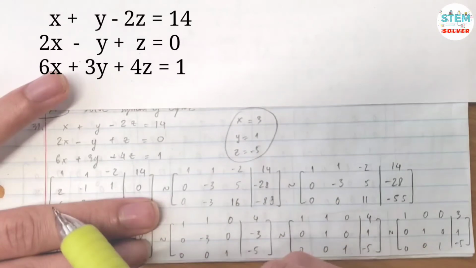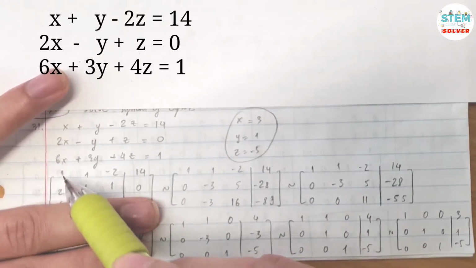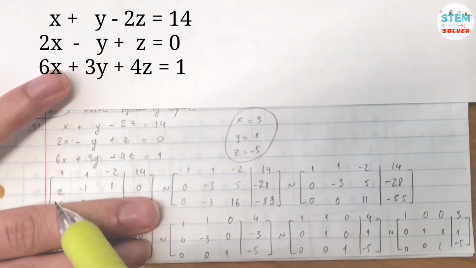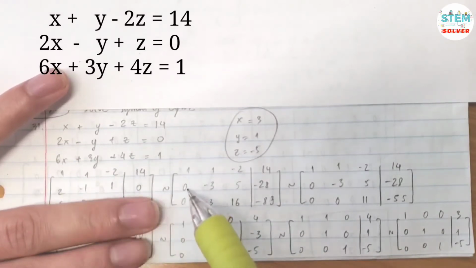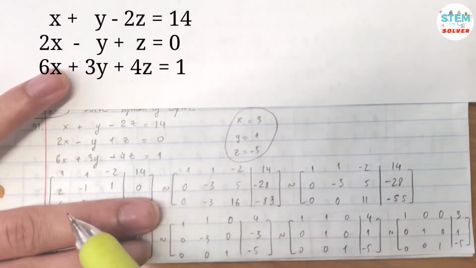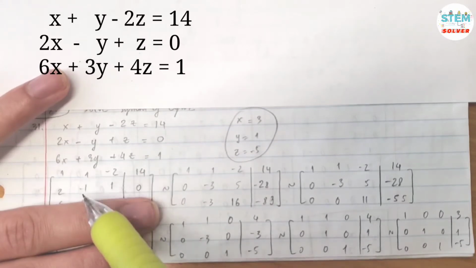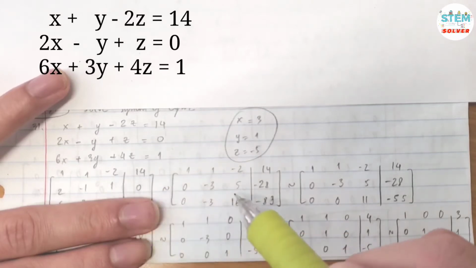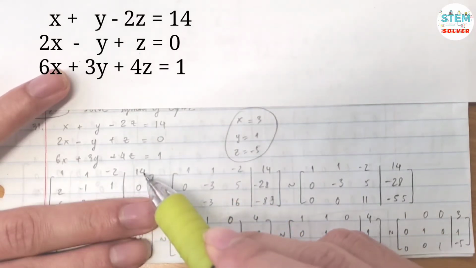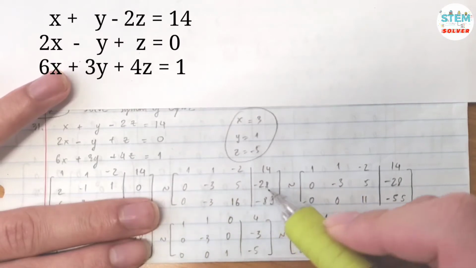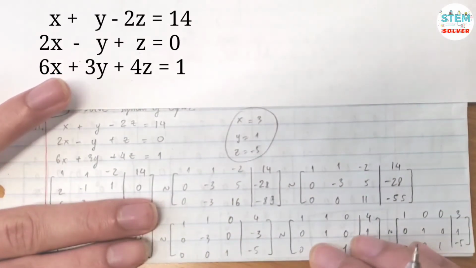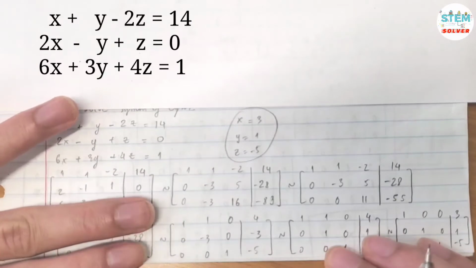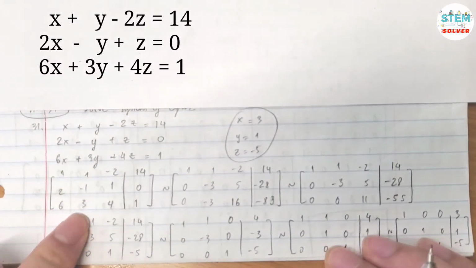For the second equation, in order to get 0 for the first entry, I need to multiply the first row by negative 2 and add it onto the second row. So I have negative 2 times 1, which is negative 2, plus 2 is 0, so that's why I have 0 over here. Now multiply the first row by negative 2: negative 2 times 1, negative 2, minus 1, negative 3. Negative 2 times negative 2, positive 4, plus 1, positive 5. Negative 2 times 14, negative 28, plus 0, negative 28. Normally, after you do that step, you are going to rewrite the third row.